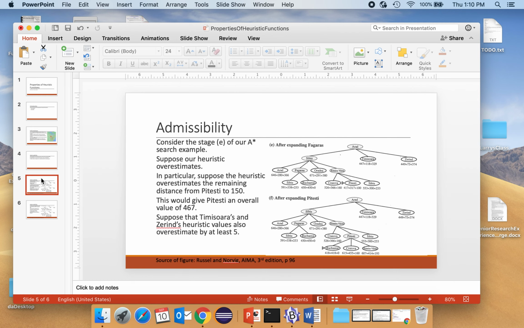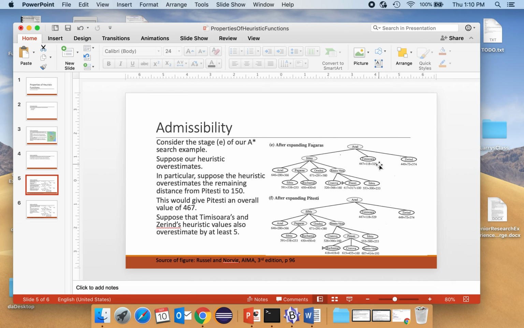So let's have a look at the following example that we looked at when we looked at A star. This is the last step where we picked Bucharest, but I want to look at the second to last step where we expanded Pitești. Suppose that our heuristic overestimates, and in particular, assume that the value returned for Pitești is 150, rather than 100 as we see over here. If we add that to the 317, then we have the overall value of 467. So Pitești would be put onto the priority queue with a value of 467.